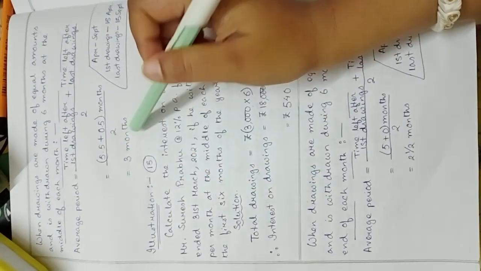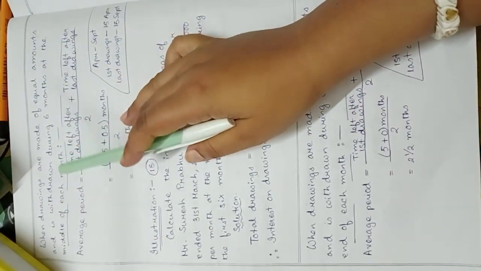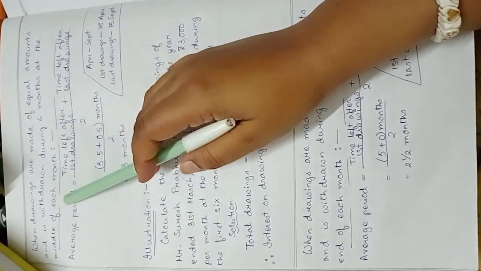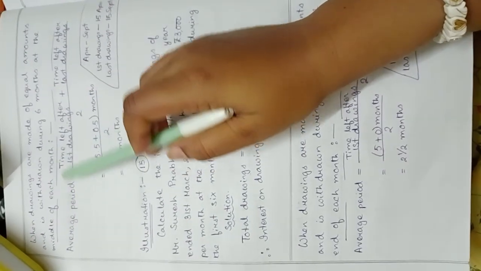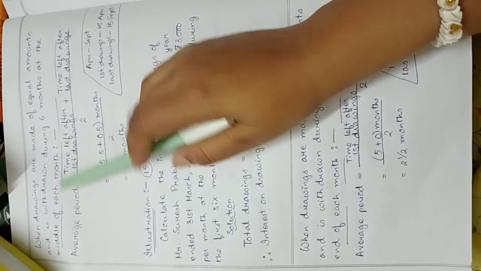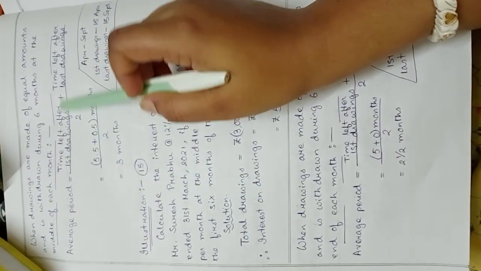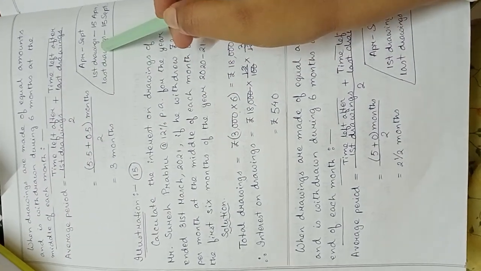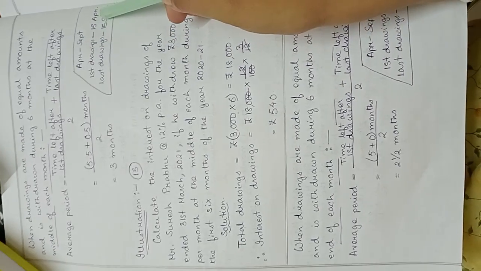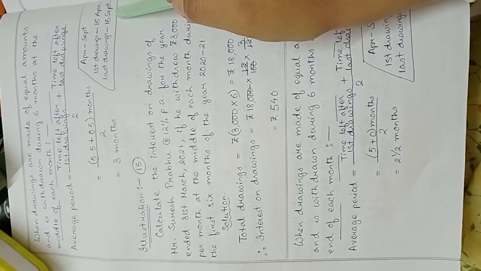So here you see in illustration number 15, drawings of equal amounts are made and withdrawn during 6 months at the middle of each month. Middle of each month. So average period will be time left after first drawings. So here first drawing will be made on 15th of April, and last drawing on 15th of September.